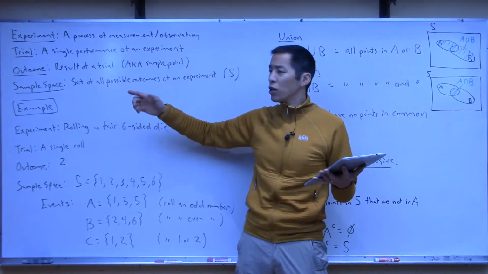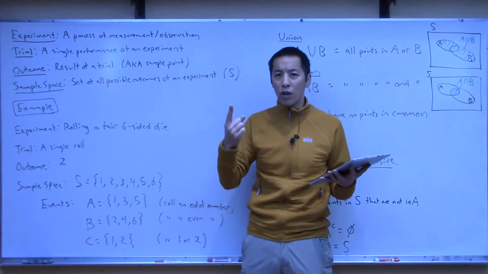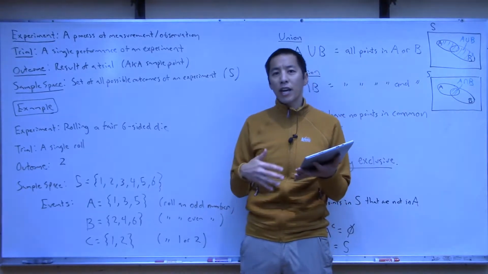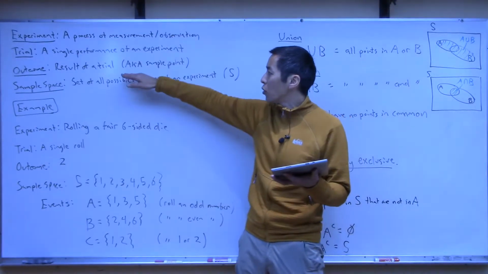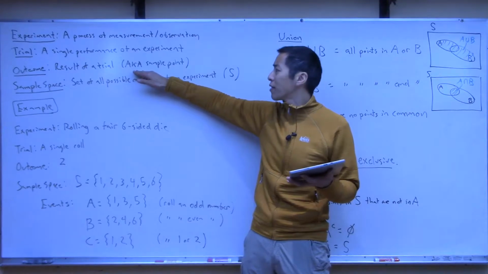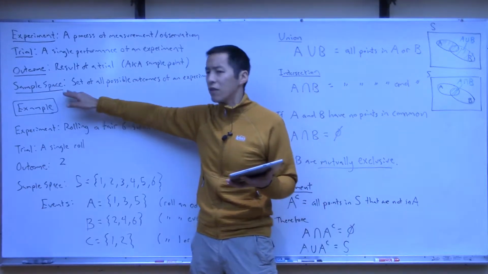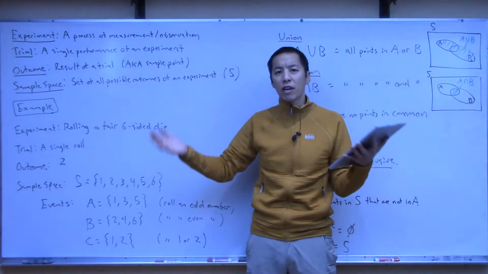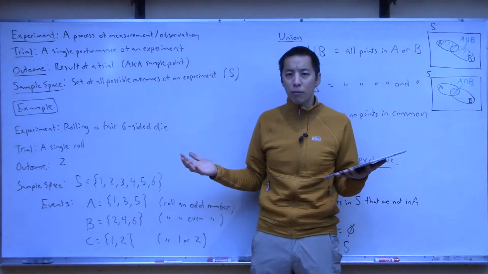Within an experiment, you can have a trial. A trial is just basically performing the experiment once. And when you do that trial, you're going to have some outcome, right? That one trial is going to produce some results. So the outcome is basically a result of that trial. Sometimes it's also known as a sample point. And the reason it's called a sample point sometimes is that we consider the sample space of this entire experiment to be basically the set of all possible outcomes of this experiment, right?